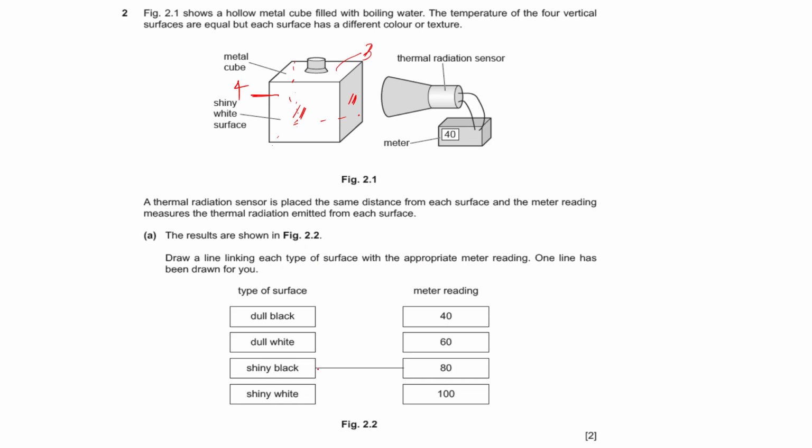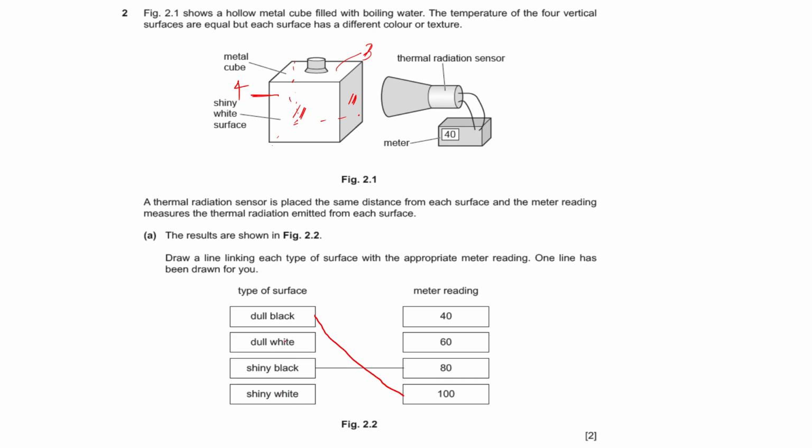So first it says shiny black is 80 degrees centigrade. Remember, shiny surfaces are good reflectors of radiation, and black is a good absorber of radiation. So it means that the temperature will be higher, on the 80 side. Similarly, dull black. Dull surfaces are poor reflectors, and it is a black surface, so the temperature will be more than the shiny black surface. So the best answer would be this one.